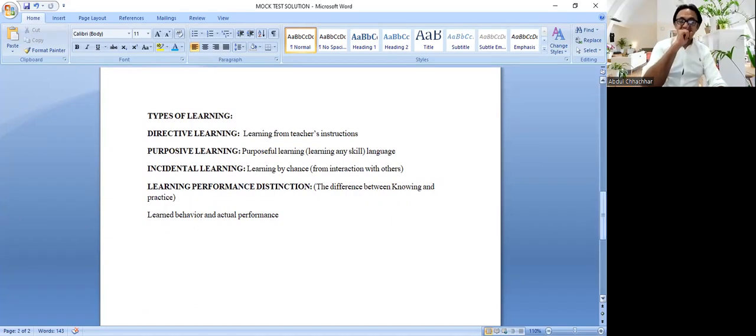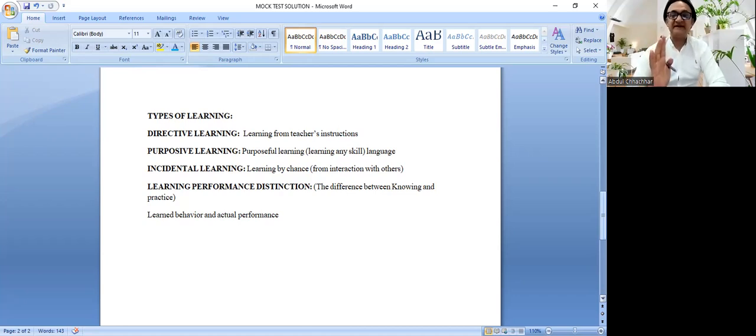The types of learning. There was also one other question related to directive learning. So types of learning: we have directive learning, purposeful learning, incidental learning, and learning performance disconnections. Directive learning means when you teach in the classroom and students learn from the teacher, that's called direct.